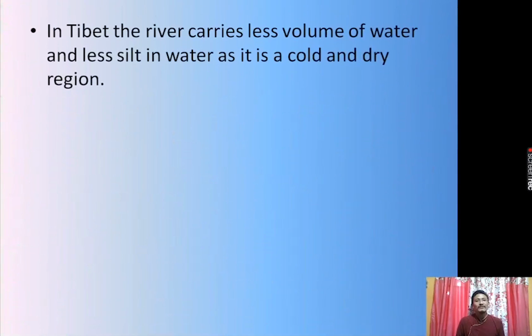Okay, so in Tibet, the river carries less volume of water and less silt, as it is a cold and dry region. But later, when it starts to enter India, especially through the heavy rainfall areas, the volume of the water in the river increases, and that's how it erodes, right, or it carries sediments and silts along with it, from Assam and all.